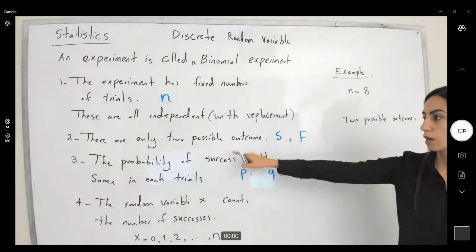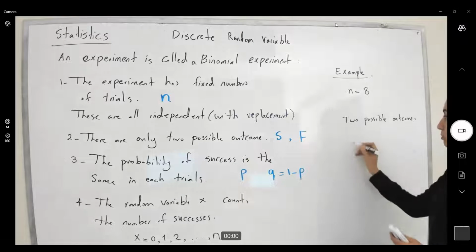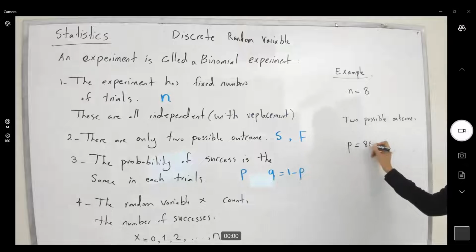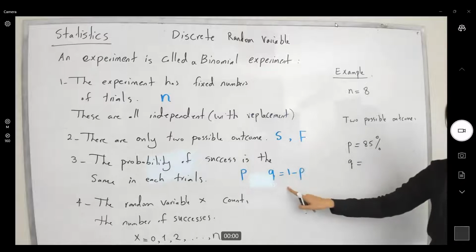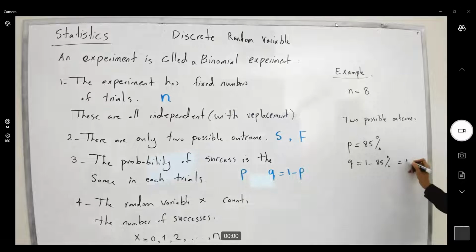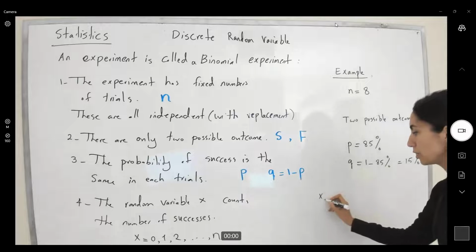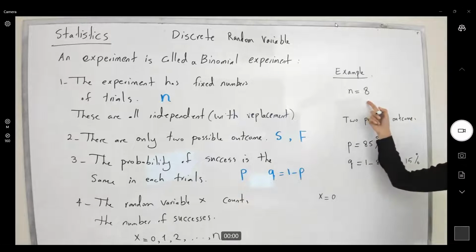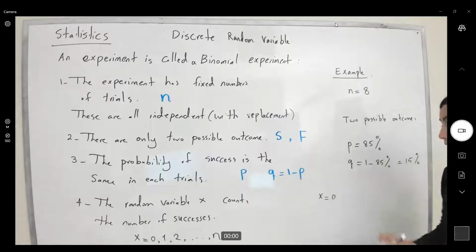And the probability of success is the same in each try. Yes, p is equal to 85%. So you can quickly calculate the probability of failure, which is 1 minus 85%, or just 15%. Very good. And X, the random variable, counts the number of successful surgeries. So X can be equal to 0. It means that for those 8 patients, none of the surgeries are successful. Yeah, that may happen.